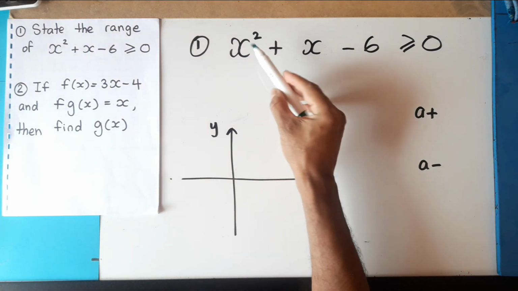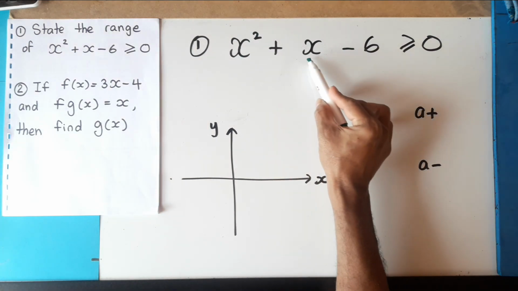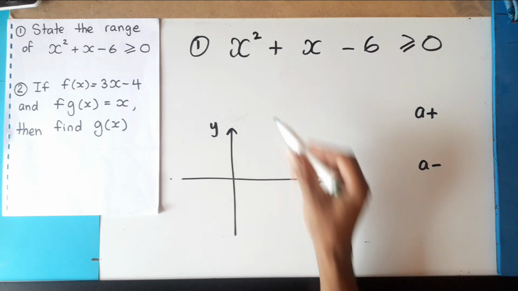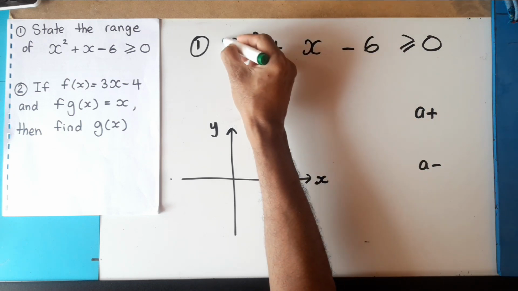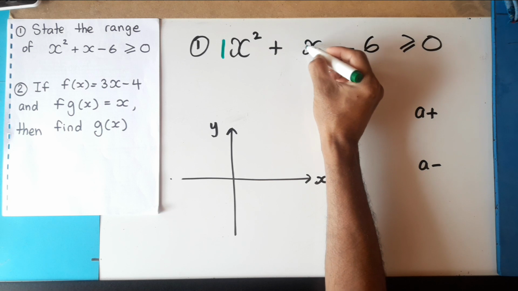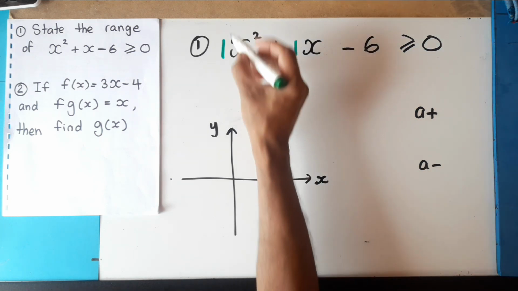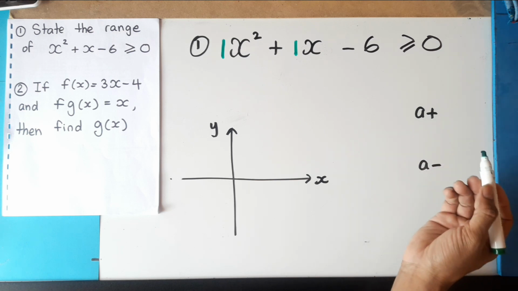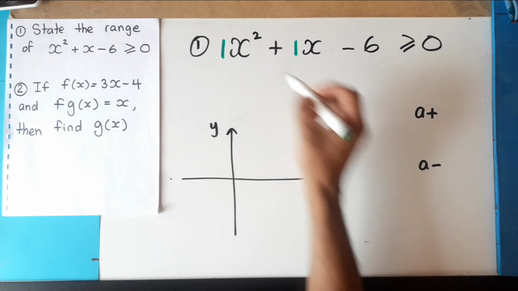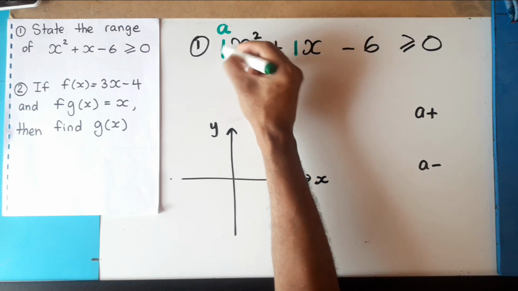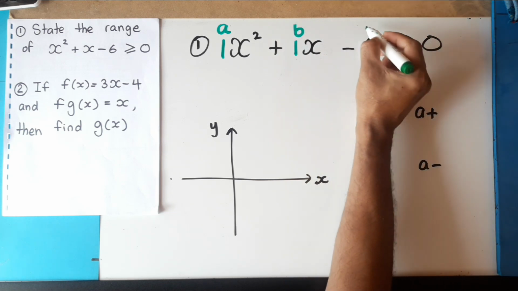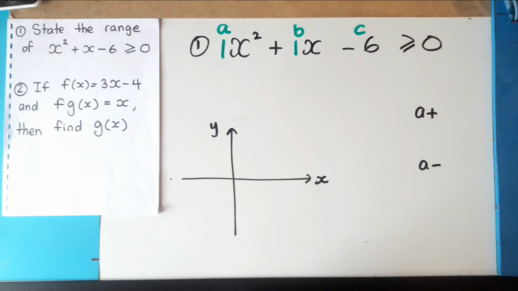First of all, a quadratic usually has an x squared, an x, and something without an x. If there's no number in front of the x squared, it is automatically 1. If there's no number in front of the x, it is automatically 1. If you're doing add maths, you'll be familiar with this being a is 1, b is 1, and c is minus 6.